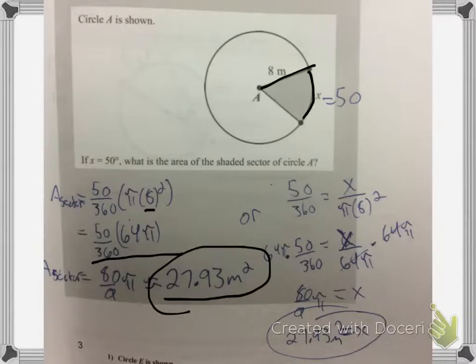This is just an alternate way to do it. 50 over 360 equals x over pi r squared. And then I get 64, and multiply both sides by 64 pi. I get the same exact answer.